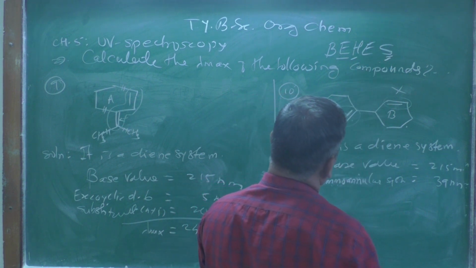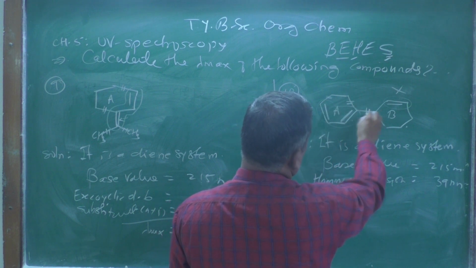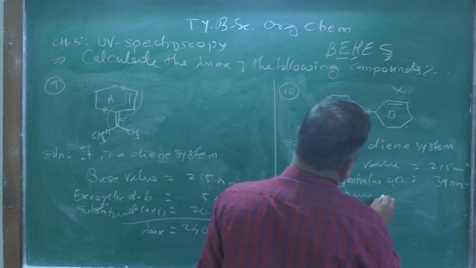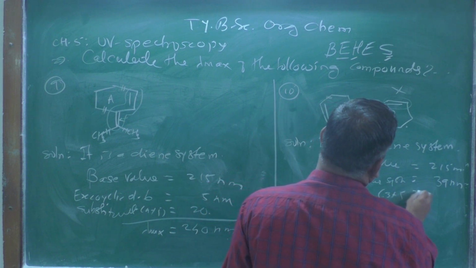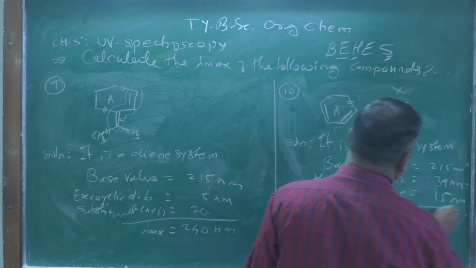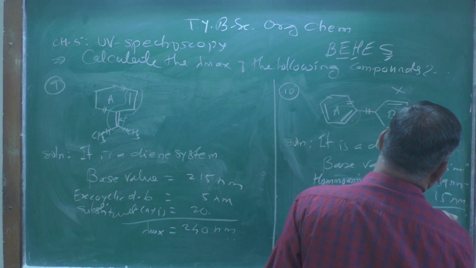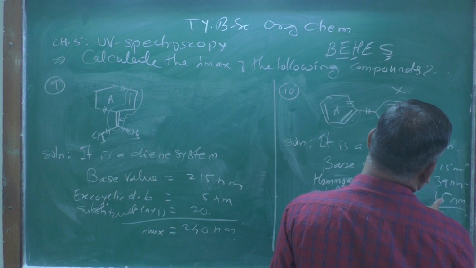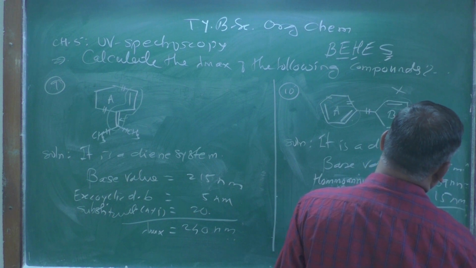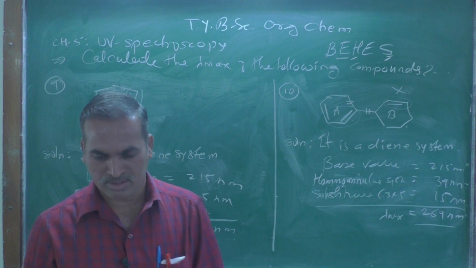Now let's see, last one is the substituent. How many substituents are present over there? If you start from here, 1, 2 and 3, there are 3 substituents here. You can write substituents over here: 3 into 5 becomes 15 nanometer. Then you can write lambda max is equal to 215 plus 39 plus 15, which is 269 nanometer. That is the right answer over here.